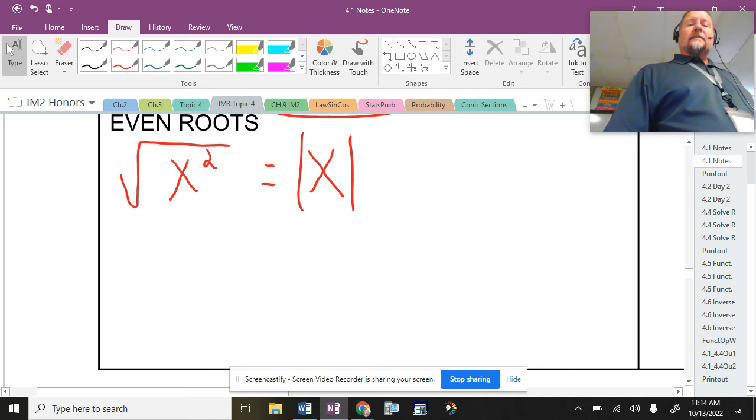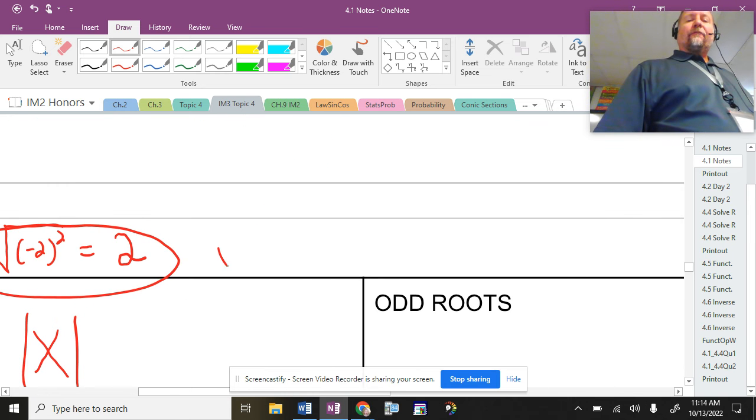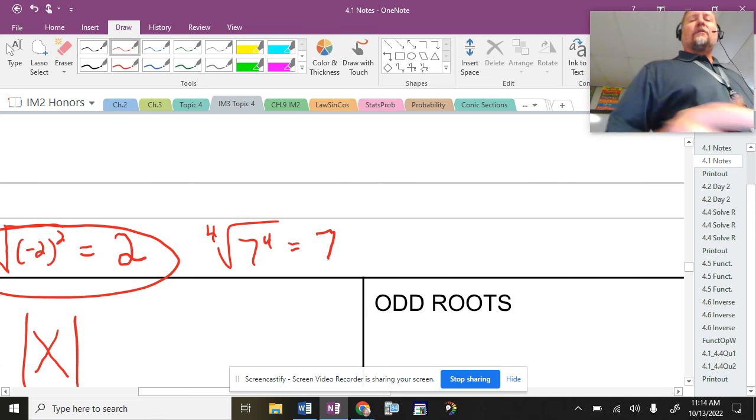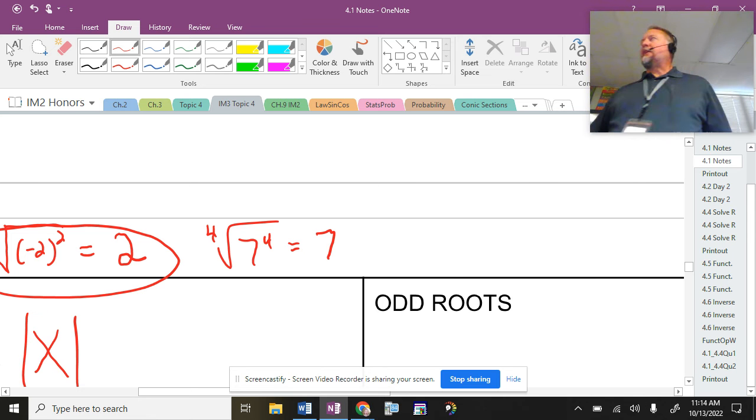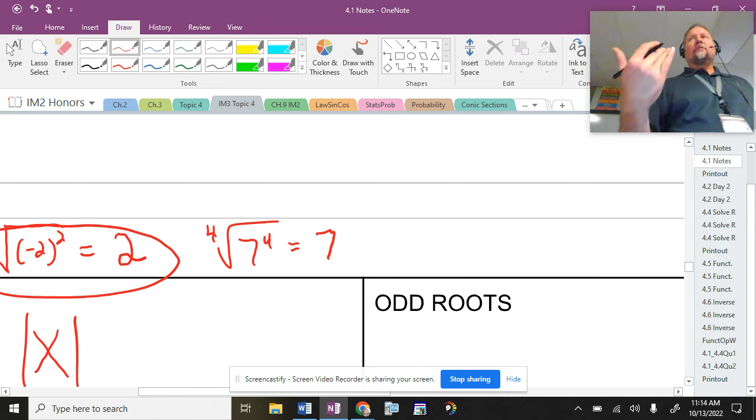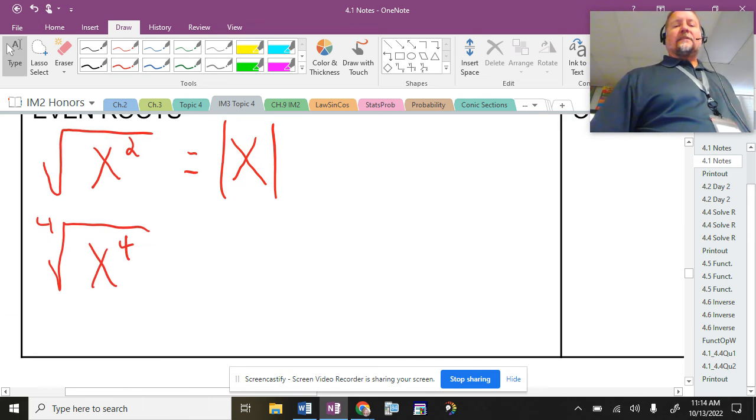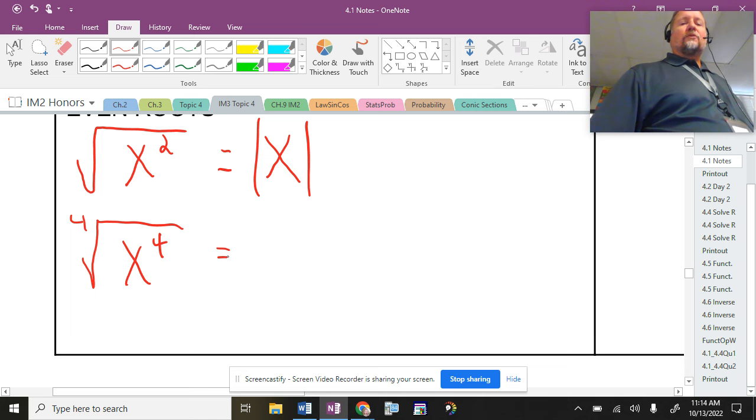And then it's the same with this: the 4th root of x to the 4th. Well, before I do that, let's just look up here. What's the 4th root of 7 to the 4th? What's the answer to that? 3, 2, 1, go. We should know that. These are like opposite operations. So what's your instinct to say for this one? The 4th root of x to the 4th is what? 3, 2, 1, go.